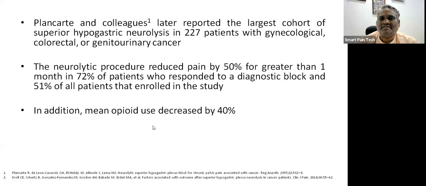Okay, so this is what the evidence is, but again, we have to see that the opioid use has been decreased only by 40%. It doesn't mean that if you had given any block.